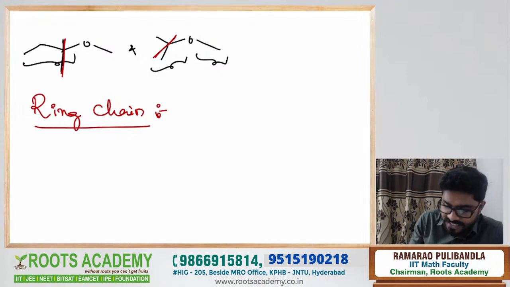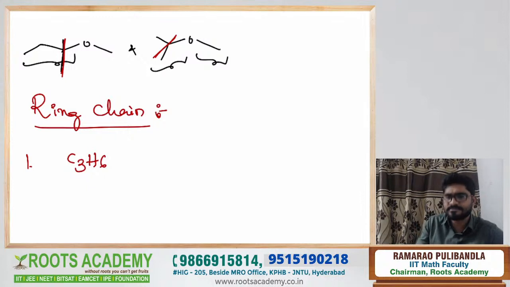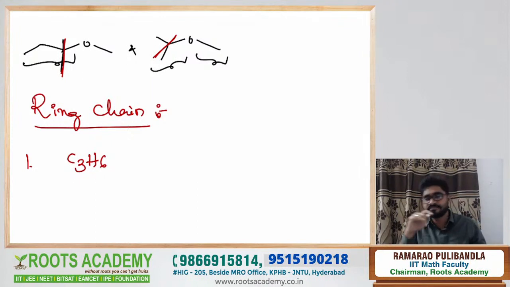Now, you write all the isomers for C3H6, guys. How many possibilities are there? You write with the open chain as well as with the cyclic. So the condition, you know, no? The number of carbon atoms and hydrogen atoms, whatever it is, should be the same in all the structures we are writing. That's it.